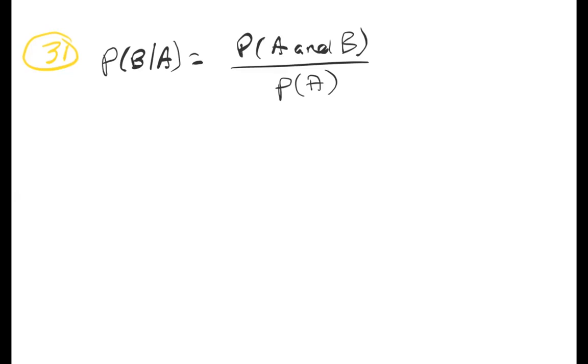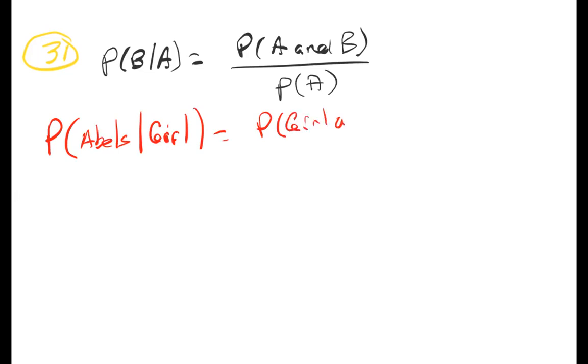I'm going to write this out in words because I like to do that. The probability they are from Abel's class, given that they're a girl, would be the probability that they are a girl and in Abel's class, divided by the probability that they are a girl. I like to write it out in words.